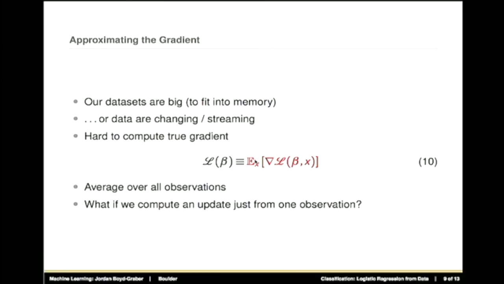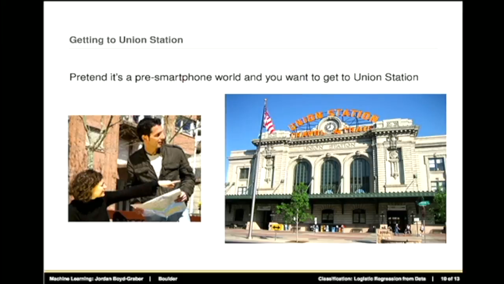So what if we approximated this expectation? We're computing this gradient over all of our data. What if we computed this just from one observation? That obviously is somewhat noisy, but one way to think about this is the problem of getting to a particular location in the real world. Let's pretend we're living in a pre-smartphone world and you wanted to get to Union Station, and you had no idea what direction to go. What would you do? I would ask random people.